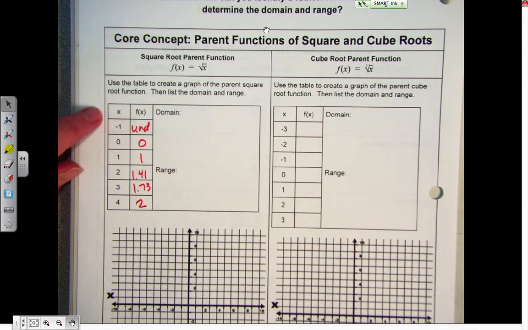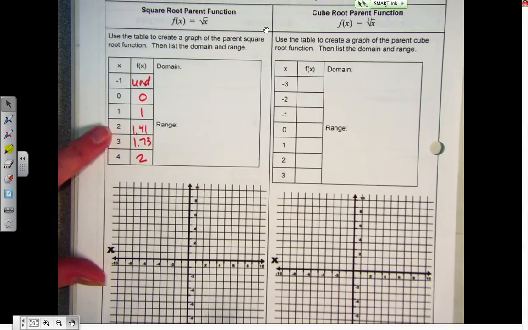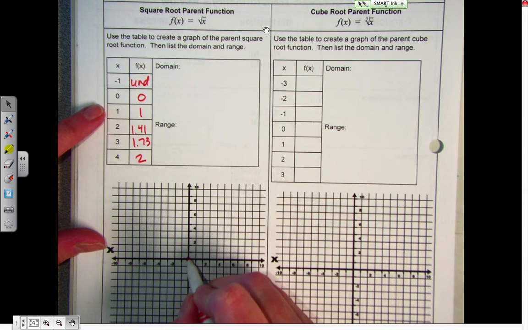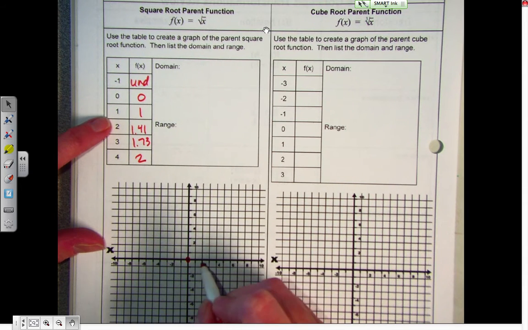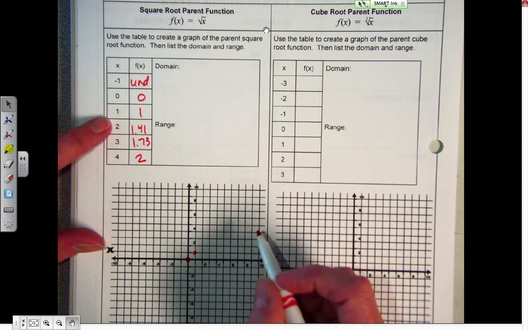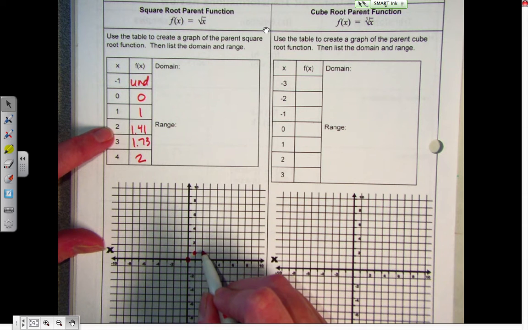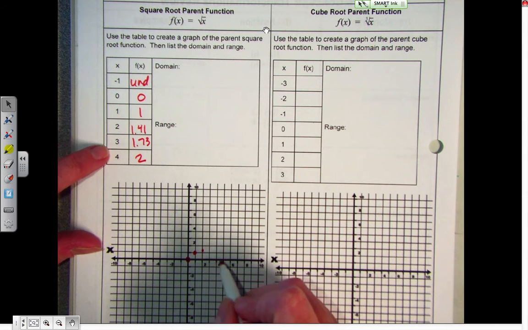So using the table, let's create the graph. So we have 0, 0. We have 1 and 1. We have 2 and 1.41. And we have 3 and 1.73, and we have 4 and 2. So it looks something like this.